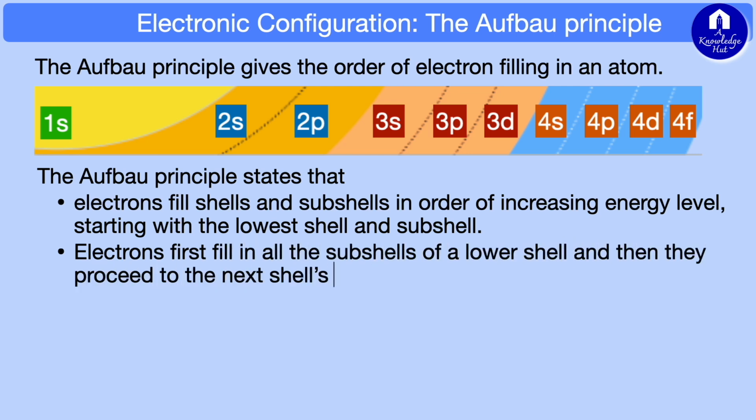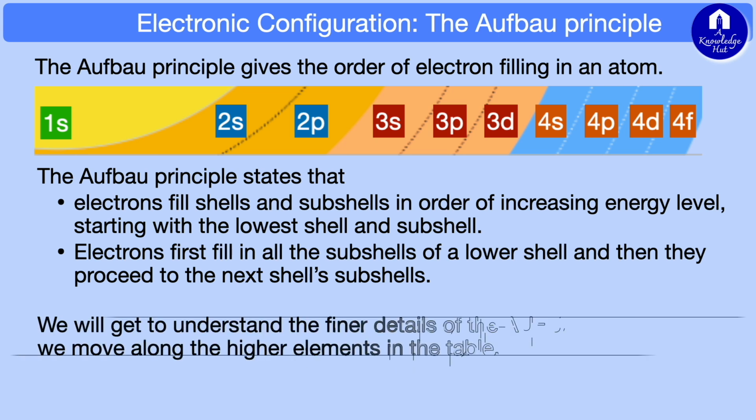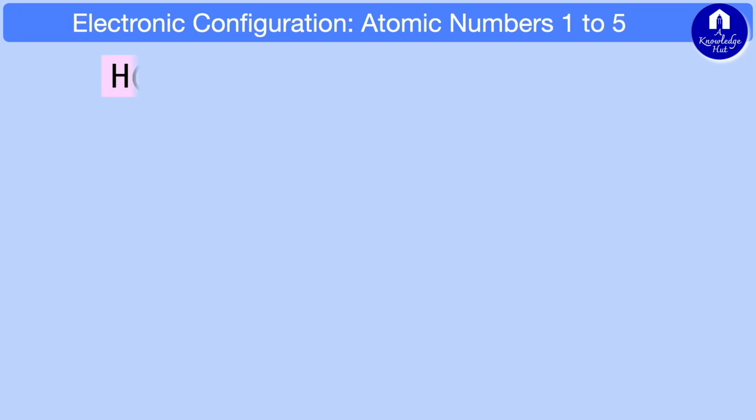Electrons first fill all the subshells of a lower shell and then proceed to the next shell's subshells. Let's write the electronic configuration of elements starting with the very first element in the periodic table. We will be filling up the subshells in the natural order: 1s, 2s, 2p, 3s, 3p, etc. We will understand the final details of the Aufbau principle as we move towards the higher elements in the table.